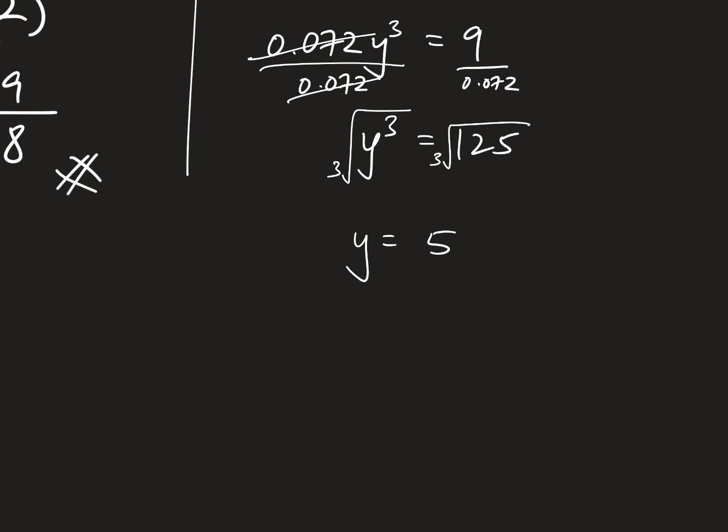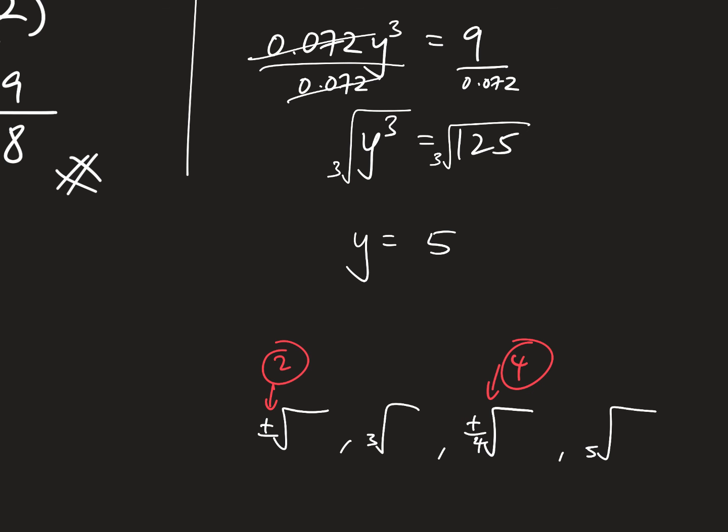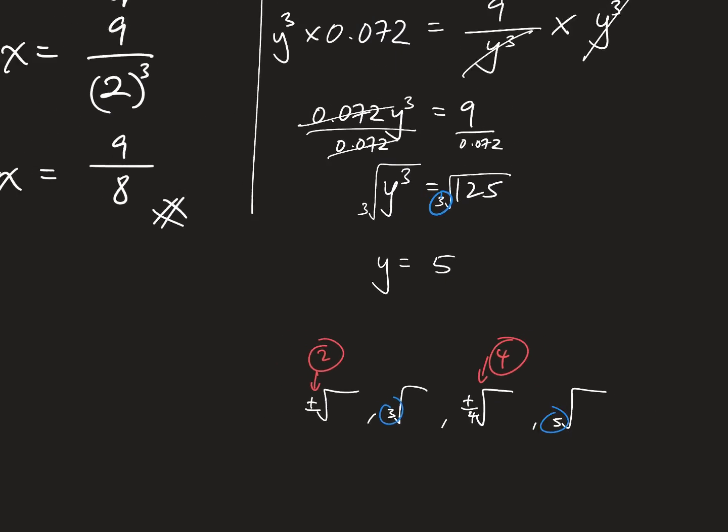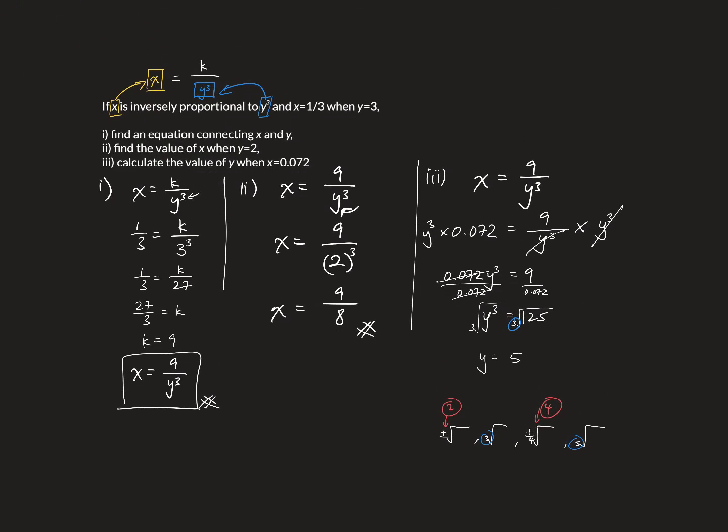Now, just take note, you don't have to put a plus minus. When you take a square root, you do a plus minus. When you do a cube root, no plus minus. When you take a fourth root, plus minus. And when you take a fifth root, no plus minus. So basically, you only do a plus minus when you're taking an even root. And you don't have a plus minus when there is an odd root. So in this case, it is an odd root, 3. That's why we don't have a plus minus. Okay, there you go.